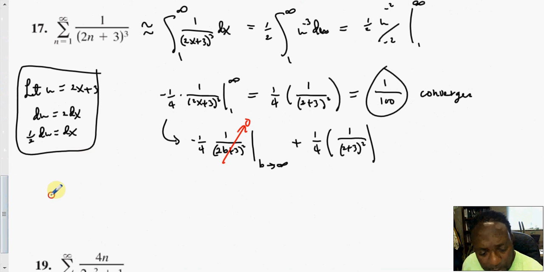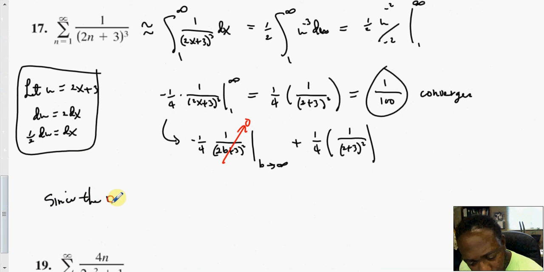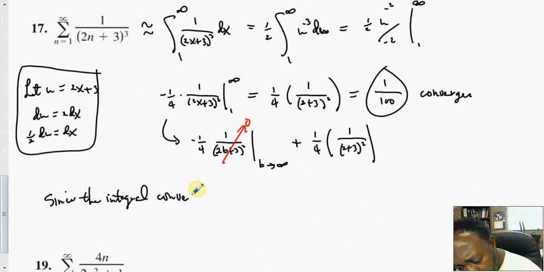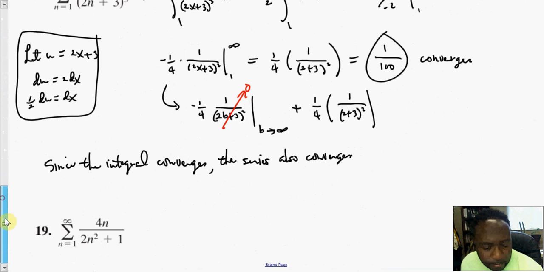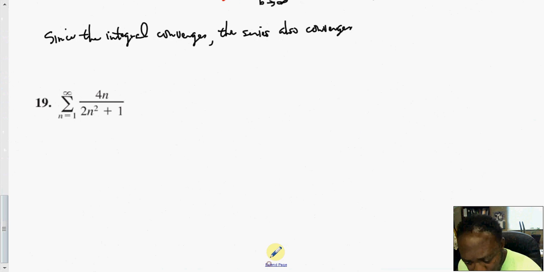So since the integral converges, the series also converges. Let's look at this one.